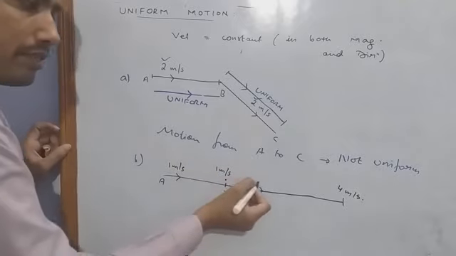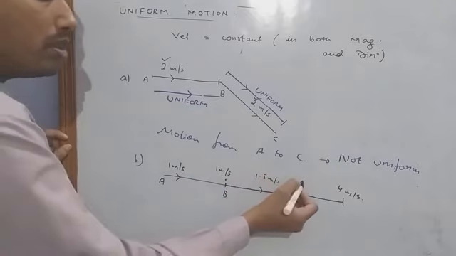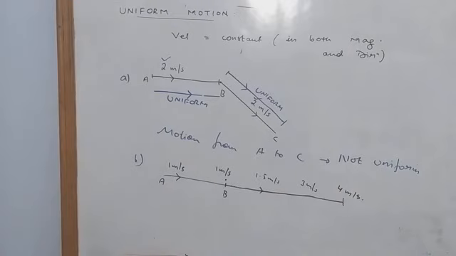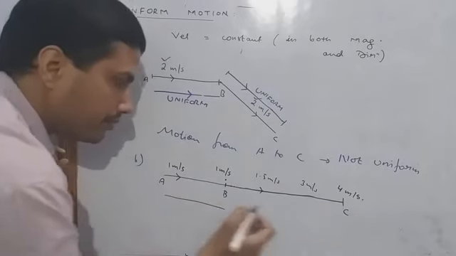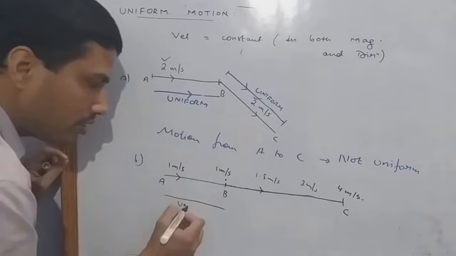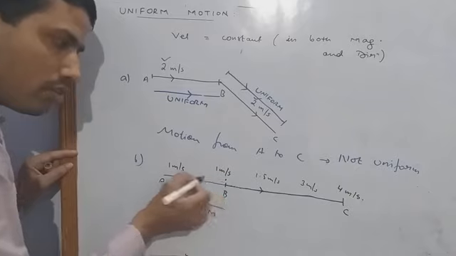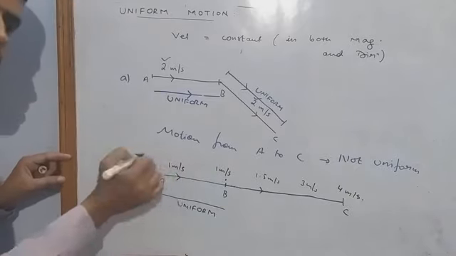Here the speed is increasing. Somewhere the speed will be 1.5 meters per second, somewhere the speed will be 3 meters per second, and up till 4 meters per second it increases. Now can you guess, students, which part of the motion is uniform? This part from A to B is uniform motion. Why is it uniform? First, the direction of motion did not change, and second, the value of velocity remains the same.